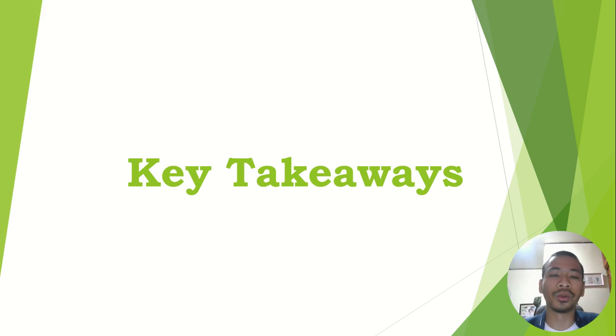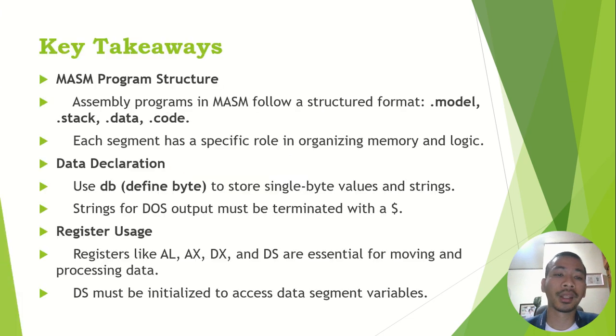So what we have here are some key takeaways. Again, MASM program structure: an assembly program in MASM follows a structured format: .model, .stack, .data, and .code. Each segment has a specific role in organizing memory and logic. In data declaration, we use DB, meaning define byte, to store single byte values and strings. Strings for DOS output must be terminated with a dollar sign.